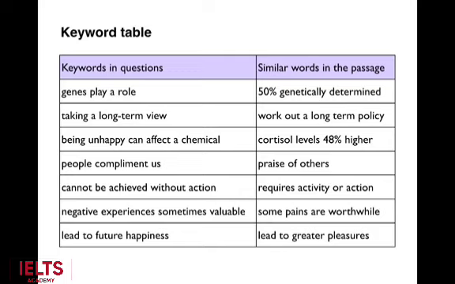We had genes play a role, 50% genetically determined. Taking a long-term view, work out a long-term policy. Being unhappy can affect a chemical, cortisol levels 48% higher. People compliment us, praise of others. Cannot be achieved without action, requires activity or action. That was the one for Aristotle. I hope you found that. Negative experiences sometimes valuable, some pains are worthwhile, and lead to future happiness, lead to greater pleasures. That's our keyword table finished.